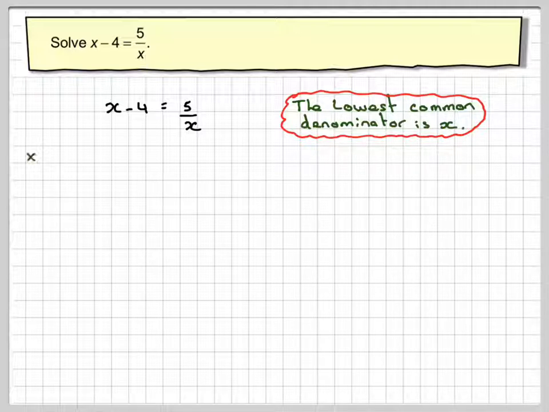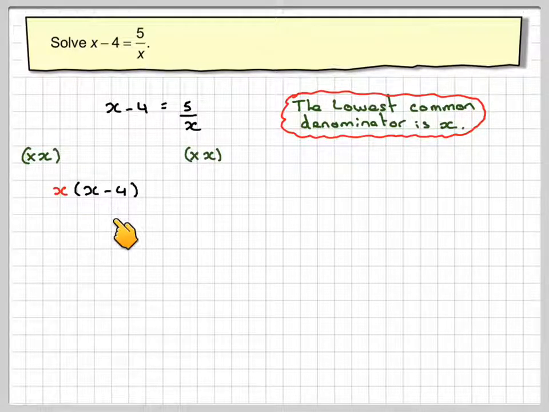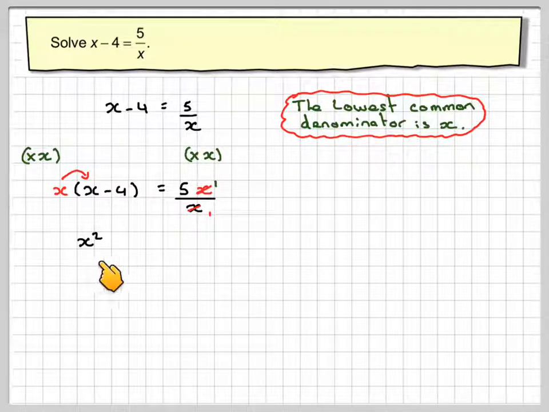So the principle is that you multiply both sides by x. So you get x times x minus 4 is equal to 5x over x. Obviously the x here cancels, and then expanding you're going to get x times x, which is x squared, minus 4x is equal to 5.